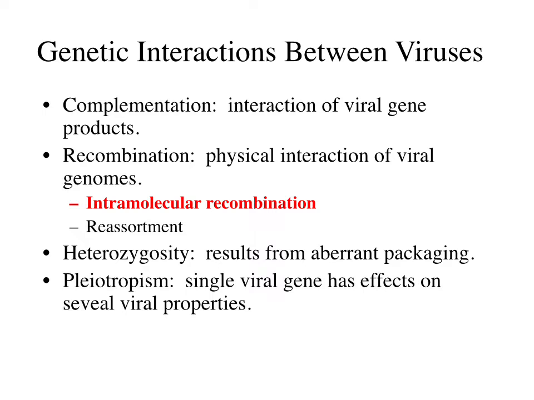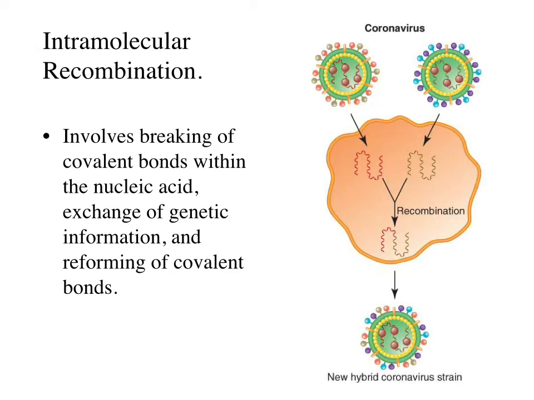Okay, so the first type of recombination that we're going to talk about is intramolecular recombination. Intramolecular recombination occurs in all DNA viruses that have been studied and in several RNA viruses. The nucleic acid has to break and reform. This is equivalent to crossing over in chromosomes. As an example in this illustration, you can see recombination that can occur with coronavirus.